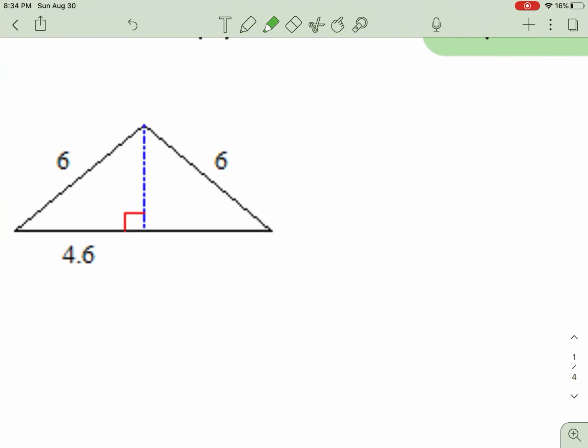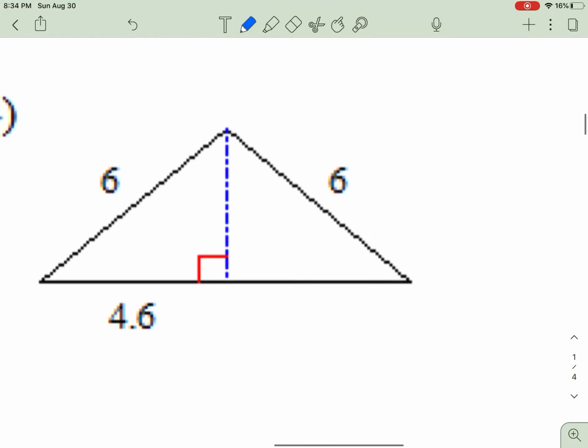Okay, on to number 4. Number 4, you can see this is another triangle. We have this line. It's called a perpendicular bisector. It goes right down through the middle. And we know that because these two sides are congruent, which means these two sides are congruent. So this is also 4.6.